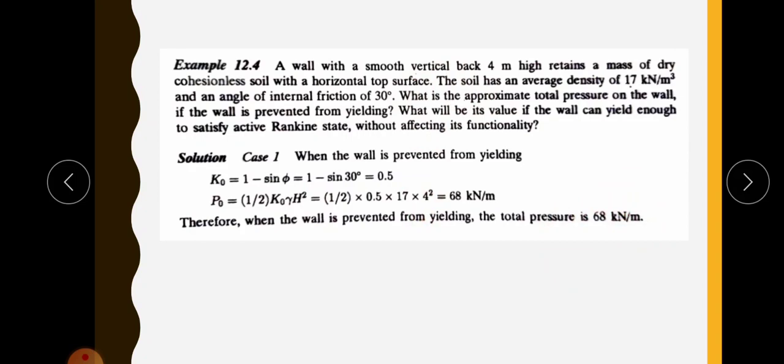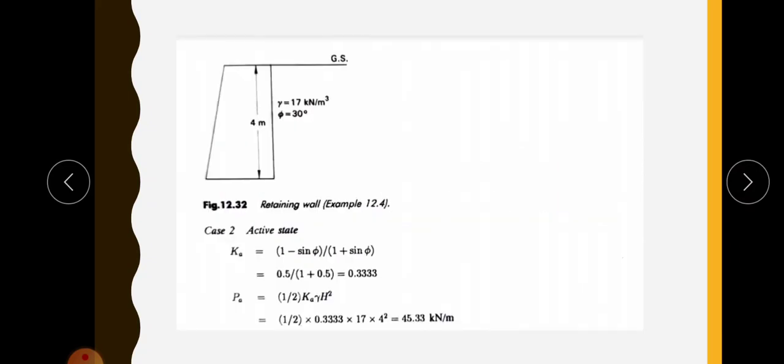So in the second case they have told that the soil is in Rankine's active state. So here the change is only for Ka. Ka is equal to 1 minus sin phi by 1 plus sin phi. So Ka changes to 0.33. In the equation you substitute Ka as 0.33, so the answer changes to 45.33 kN per meter. Okay, so this is the procedure.